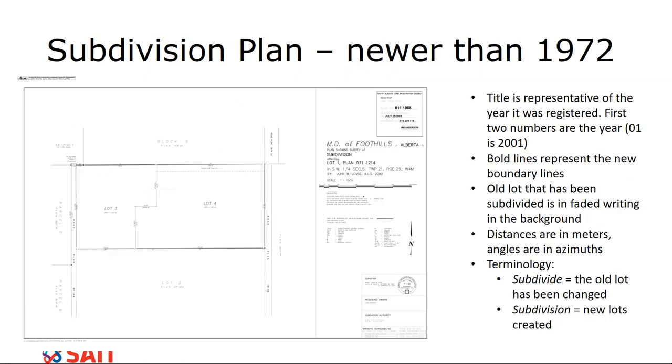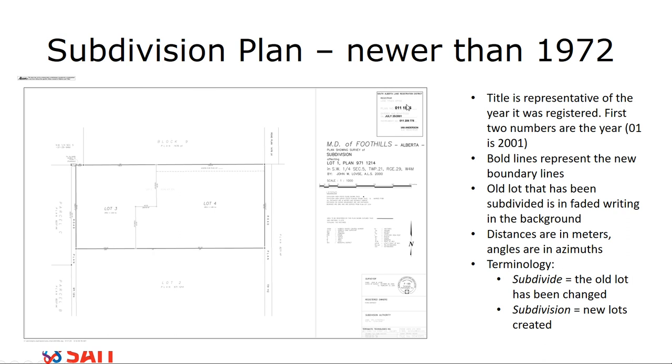Since then, though, we've updated to newer plans. The newer plans now use computers, because they didn't really have computers for doing this before. They had typewriters back in the 70s. So the title of the plan is actually representative of the year it was registered. They changed it so that it would make some common sense. So the first two numbers is the year. Here, I know that has the one there.